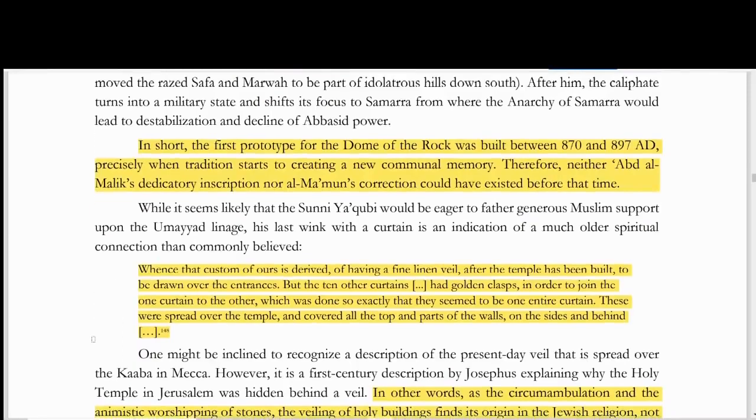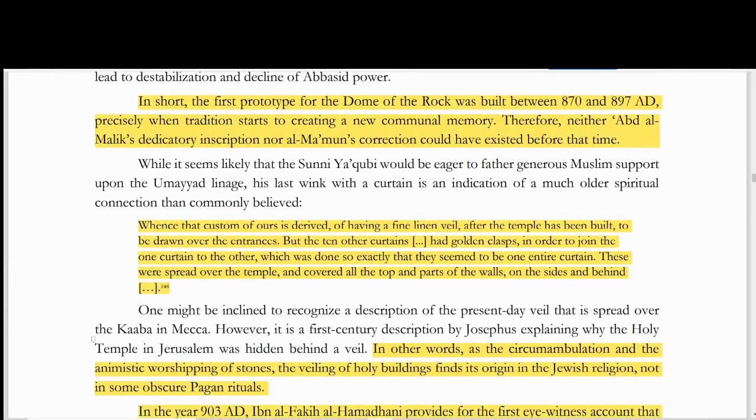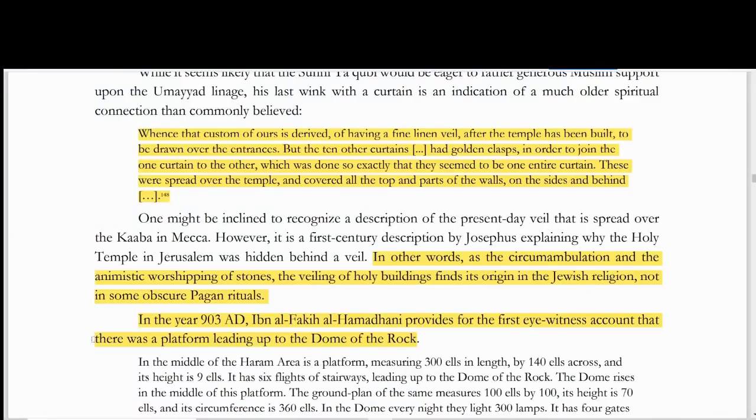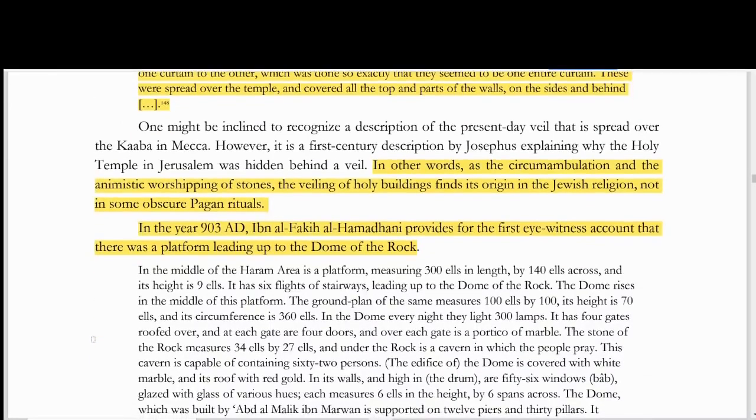In short, the first prototype for the Dome of the Rock was built between 870 and 1897, precisely when tradition starts creating a new communal memory. Therefore, neither Abd al Malik's dedicatory inscription nor al-Mamun's correction could have existed before that time. In the year 903 AD, Ibn al-Faqih al-Hamadani provides the first eyewitness account that there was a platform leading up to the Dome of the Rock.